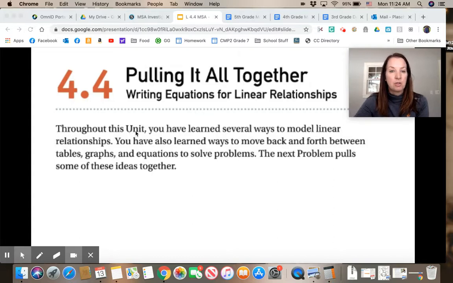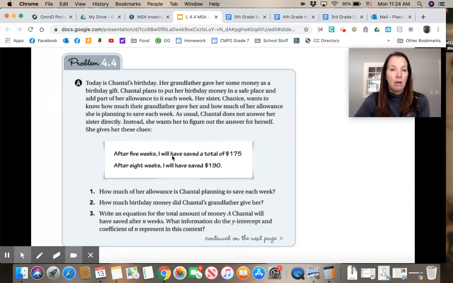So throughout this unit, you have learned several ways to model linear relationships. You have also learned ways to move back and forth between tables, graphs, and equations to solve problems. The next problem pulls together some of these ideas together. All right, so I think there's 3 questions today.